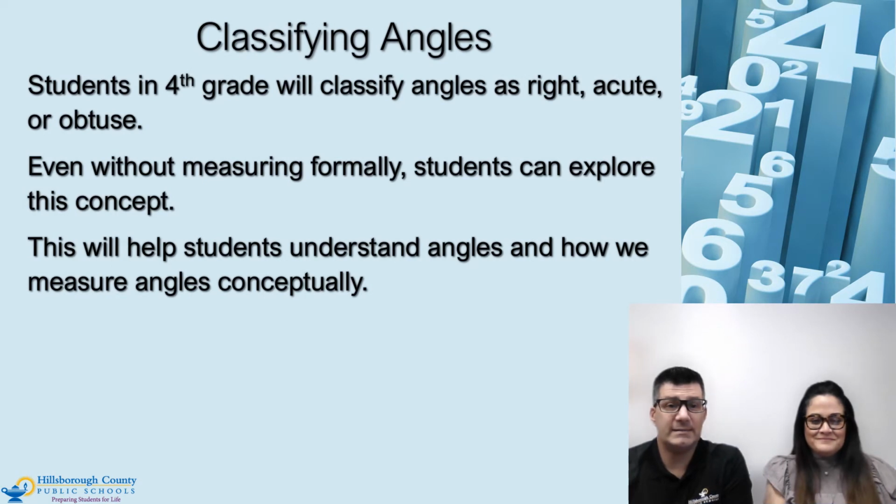Hope you enjoyed the task. Let's dig in. So first we're going to talk about classifying angles. We know our 4th graders need to classify angles as right, acute, or obtuse, and they also can look at straight angles and even reflex angles. But we want students to understand this conceptually, without even that whole idea of measuring formally using degrees. We don't even know what that means yet.